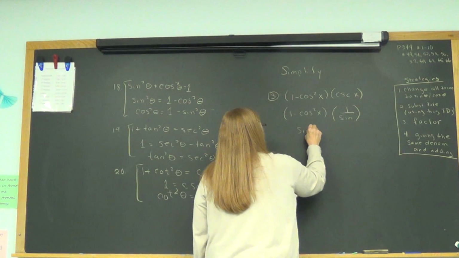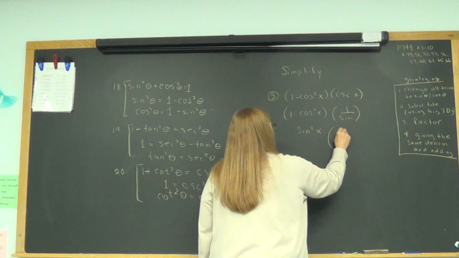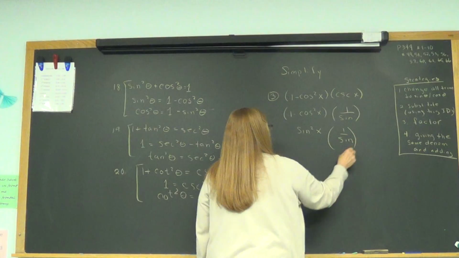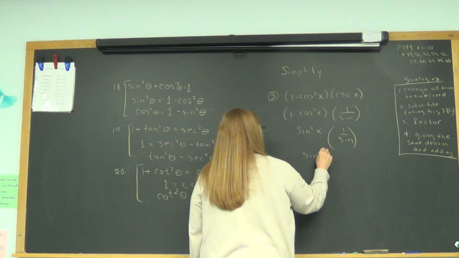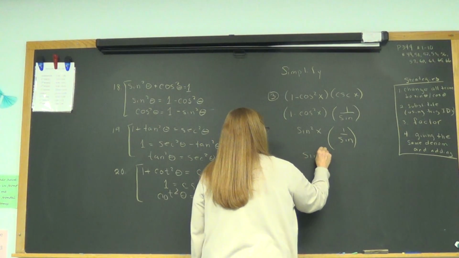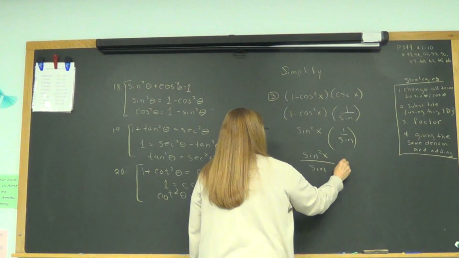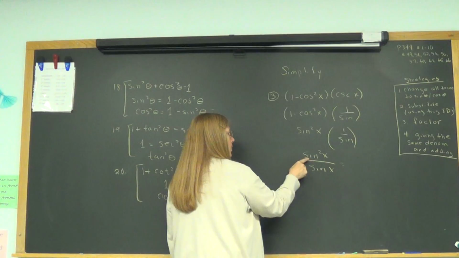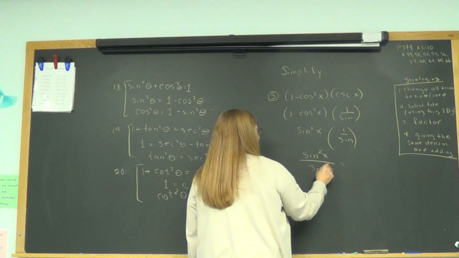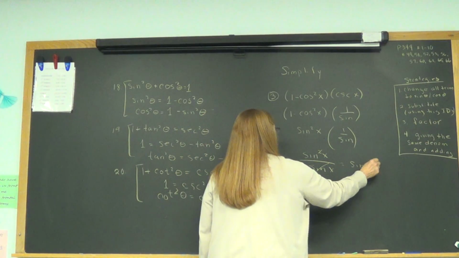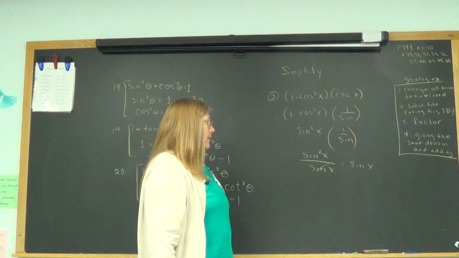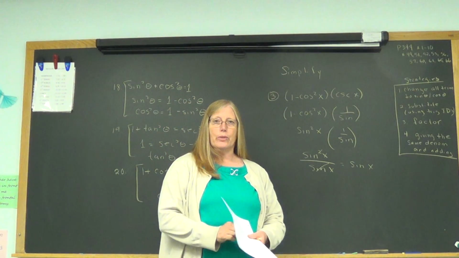So I'm going to substitute. So now I have sine x squared on the top and sine on the bottom. So this sine will cross out one of these sines and leave just a sine x. That is a simple form. The simplest as it'll get.